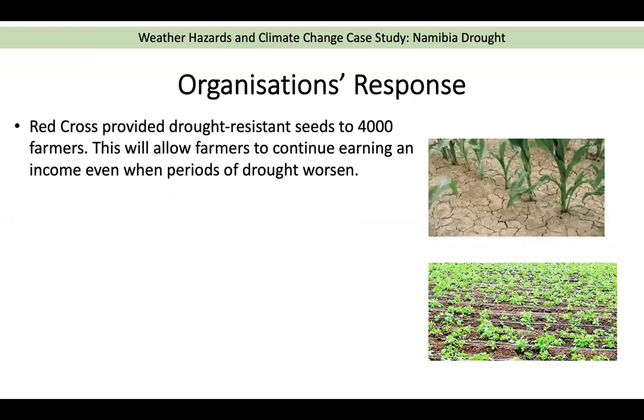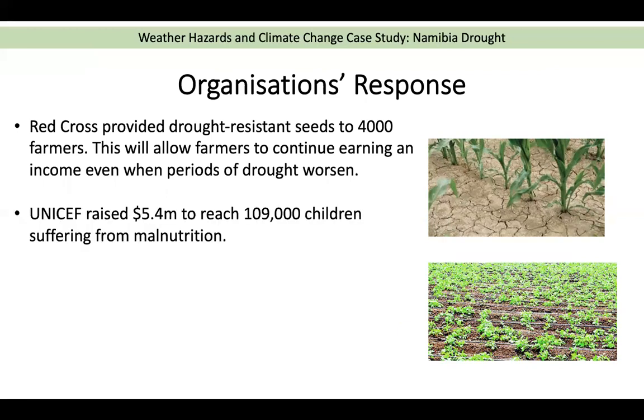Well, the Red Cross, we've heard about them before when we looked at tropical cyclones, provided drought-resistant seeds to 4,000 farmers. So drought-resistant seeds are just those seeds that require less water to actually grow. They require very little water to grow into a plant that you're able to harvest. This will allow farmers to continue earning income even when periods of drought worsen.